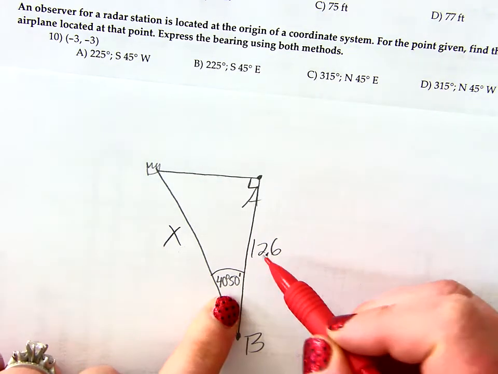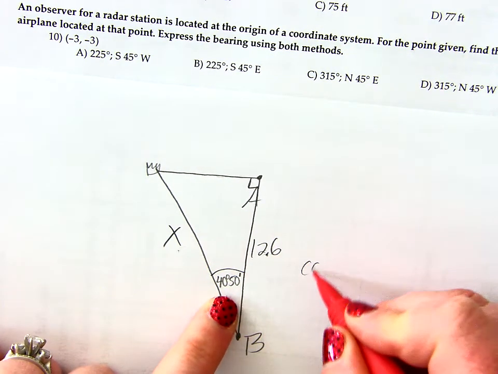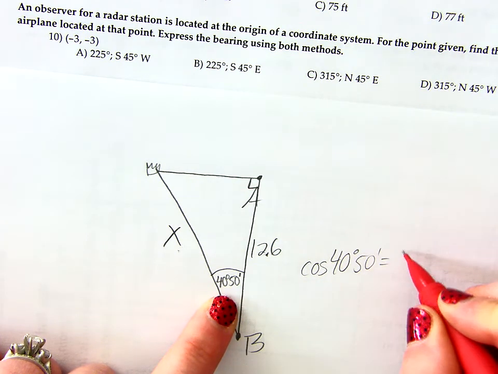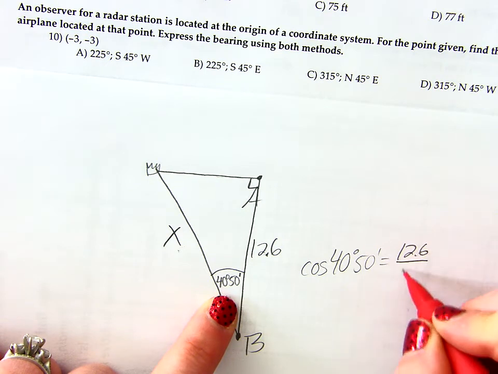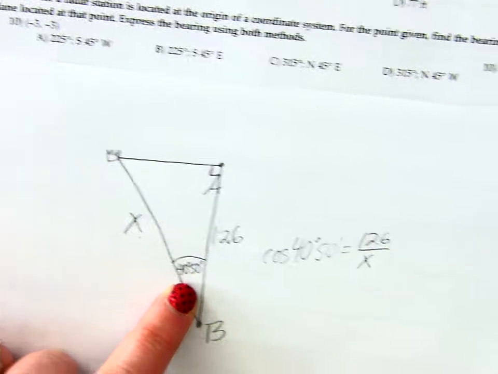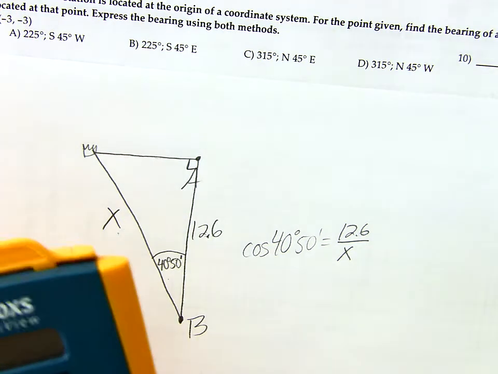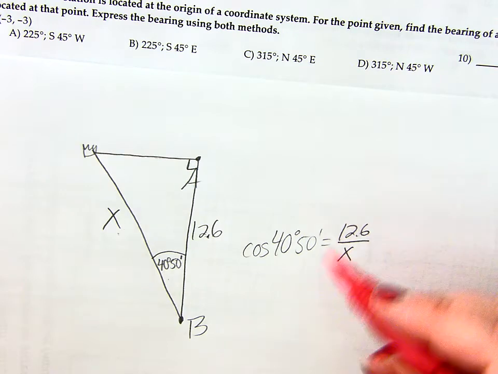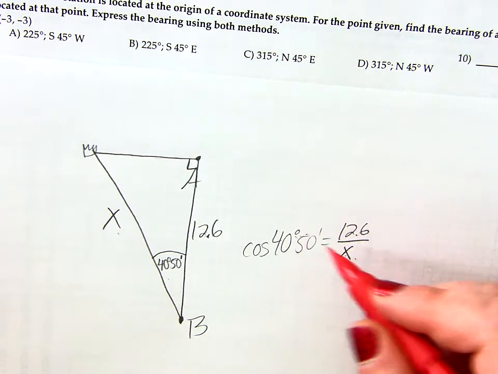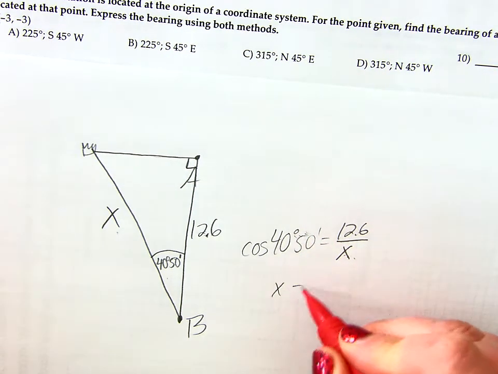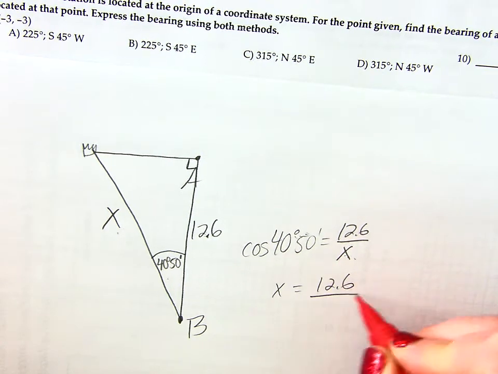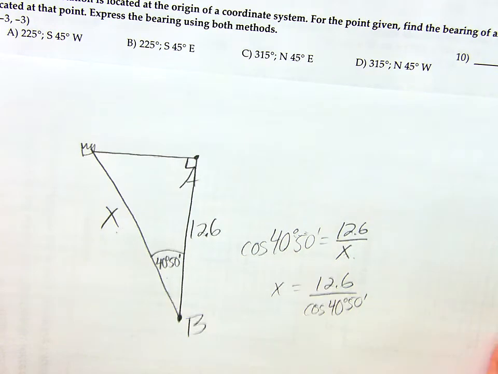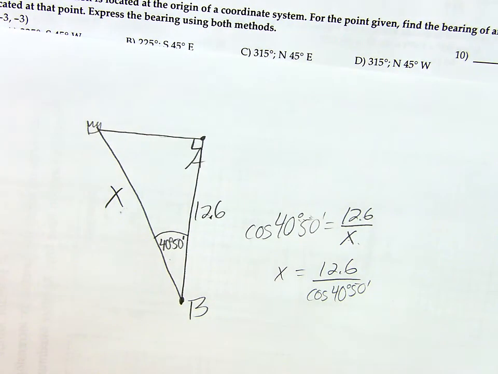Cosine, because I have the adjacent side and the hypotenuse. So cosine of 40 degrees 50 minutes equals adjacent over hypotenuse. Now I just need to type that in the calculator. Remember how to do degrees and minutes in the calculator? Oh wait, I'm going to swap these two, right? Because I want my x, I can't have the x in the denominator. So I'm really doing x equals 12.6 divided by cosine 40 degrees 50 minutes. And that's what I'm going to type in.